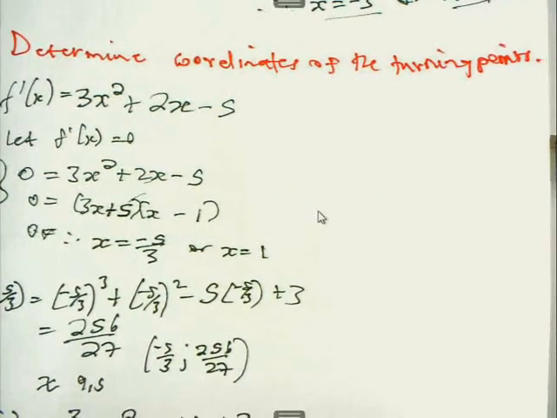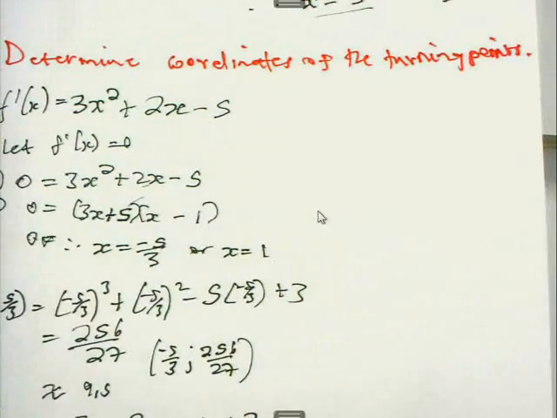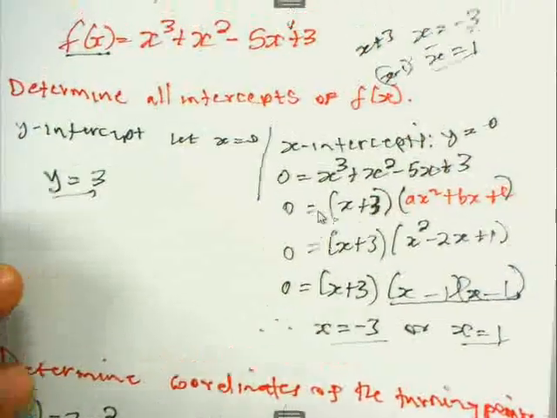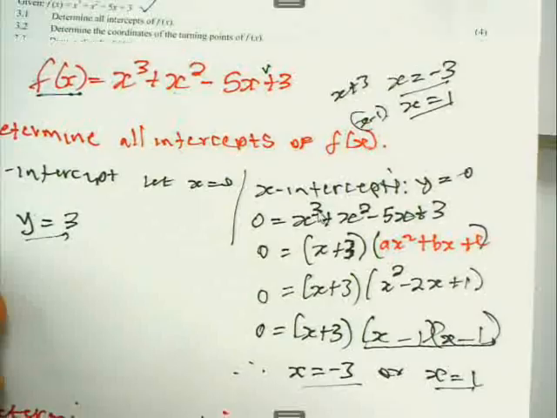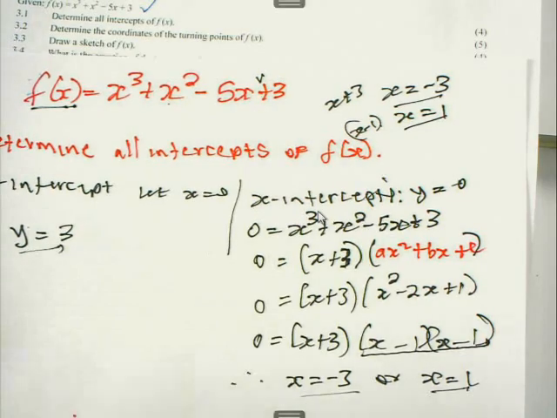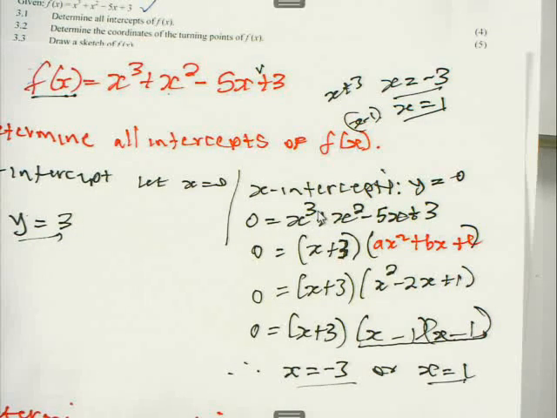Now, can we move to the next one? You still know how to determine the coordinates of the turning points? I think now you are comfortable with this one. Now, what I want you to do is the next question, which is question number 3, which says draw a sketch of f. What is a sketch of f? Before you sketch the graph, you need to have the x and the y-intercept. If you did that, you also have the turning points. Now you can be able to sketch the graph.